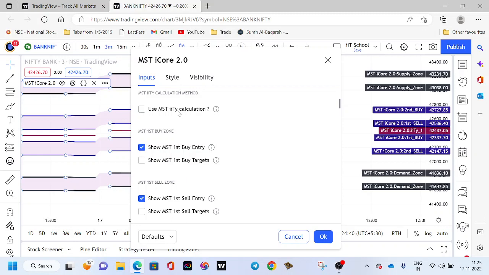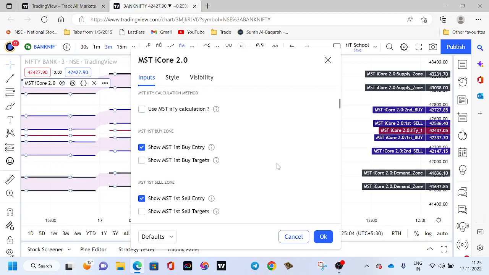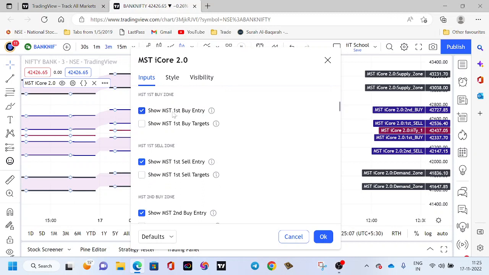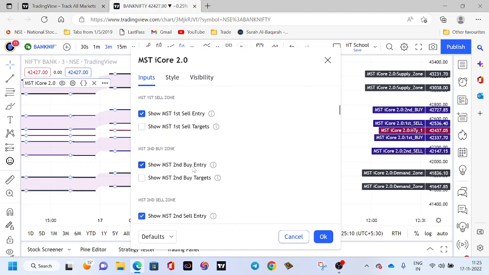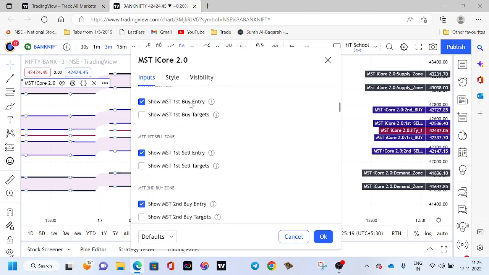Next one, IIT calculation. If the candle which is touching our buy entry or sell entry has high volume, in the sense there will be no wick, the candle will have more strength of buyers or sellers. In such cases, instead of taking the buy or sell entry immediately, you can enable this IIT calculation and trade. So this is one method. Next one, automatically by default first buy zone, first sell zone, second buy entry, second sell entry will be enabled. Next one, once sell is activated, you have to enable the sell entry, you have to remove the buy entries. If buy is activated, remove the sell entry and enable the first buy targets.